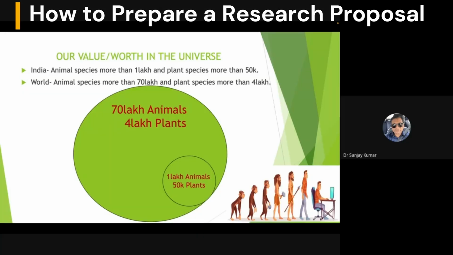How do you think that we are the most important species in this universe, in spite of the fact that there are 70 lakh animals and 4 lakh plants? But we claim we are very unique, we are the most important, we are the dominant species. What makes us so? Is there anybody who would like to respond?